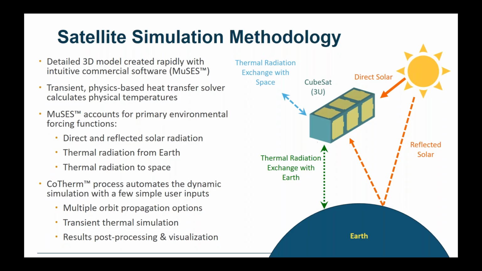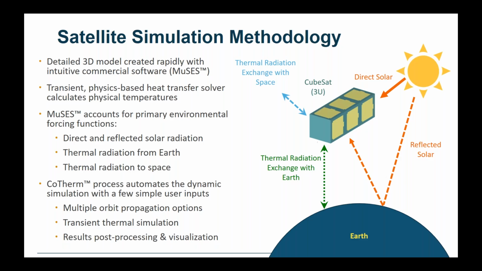So this slide is a quick summary of our methodology. We start by creating a detailed 3D model in MuSES, and then use the transient physics-based heat transfer solver in MuSES to calculate the physical temperature of that payload over time as it's orbiting and its boundary conditions are changing. And MuSES is going to help us incorporate the primary environmental forcing functions that I showed in that physics review, which includes direct and reflected solar radiation, the thermal radiation that's coming from the Earth, and the thermal radiation that's escaping to space.